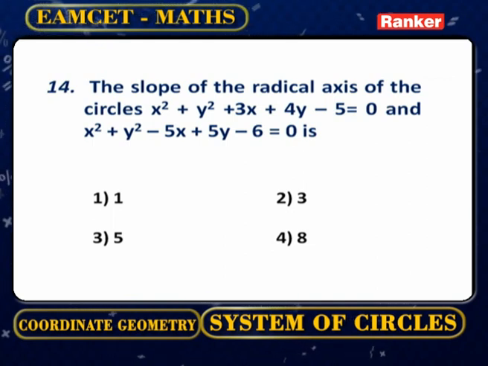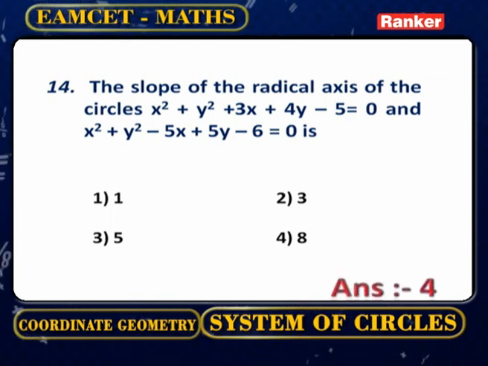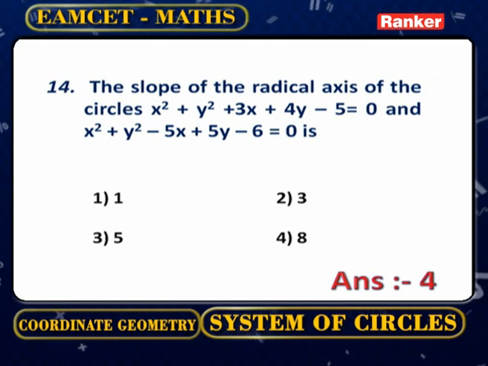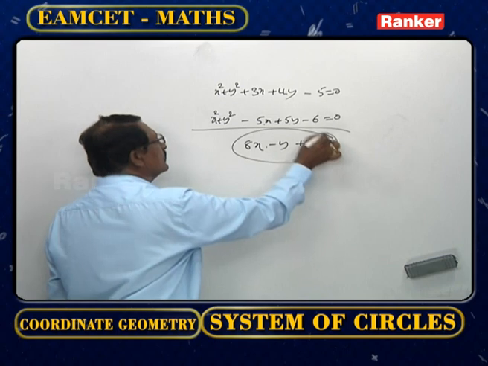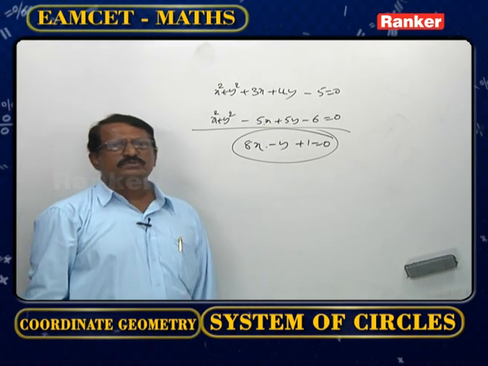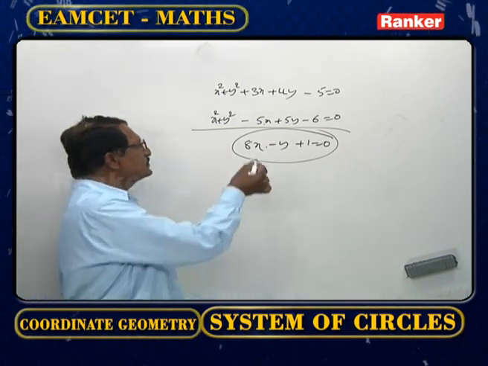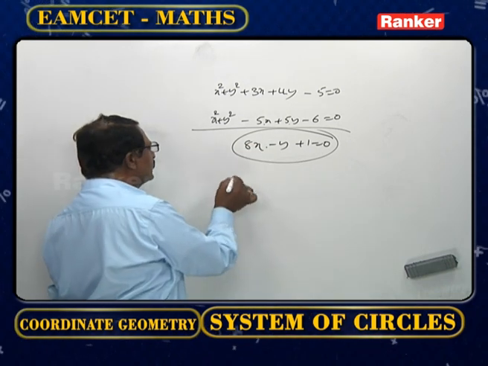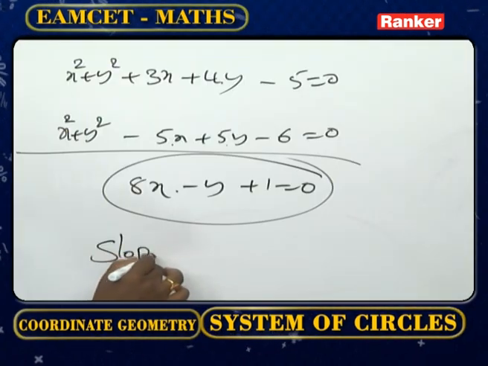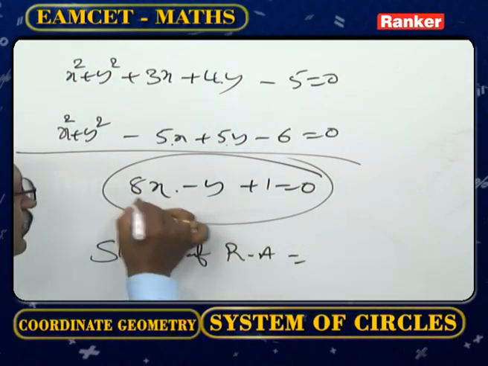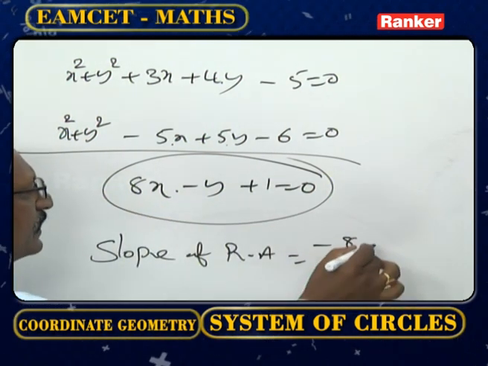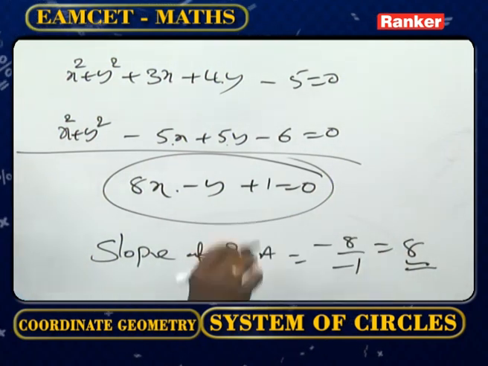Now, the equation of the radical axis S - S': from the first equation subtracting the second, we get the radical axis equation, that is nothing but 8x - y + 1 = 0. Now the required slope of the radical axis: slope equals minus coefficient of x by coefficient of y, which equals 8.